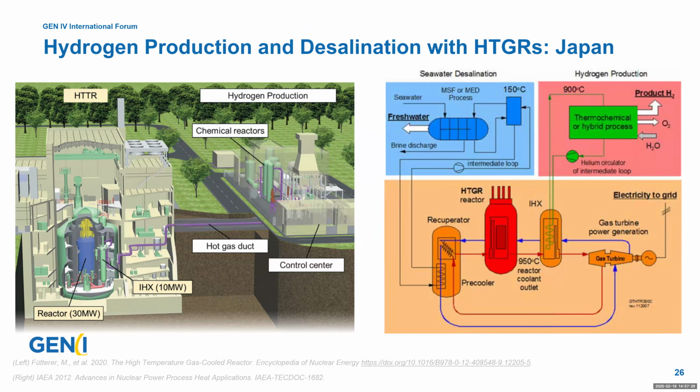So here's an example of the planned project in Japan. The current HTGR layout is shown here, the 30 megawatt reactor with an intermediate heat exchanger, 10 megawatt here, and that will be coupled to a hydrogen production facility a small distance away. The idea here is that you can use the flexibility of these cycles to, as I mentioned, tap off from the IHX here, the hydrogen production line. You can keep on generating electricity to the grid via the gas turbine on this side.